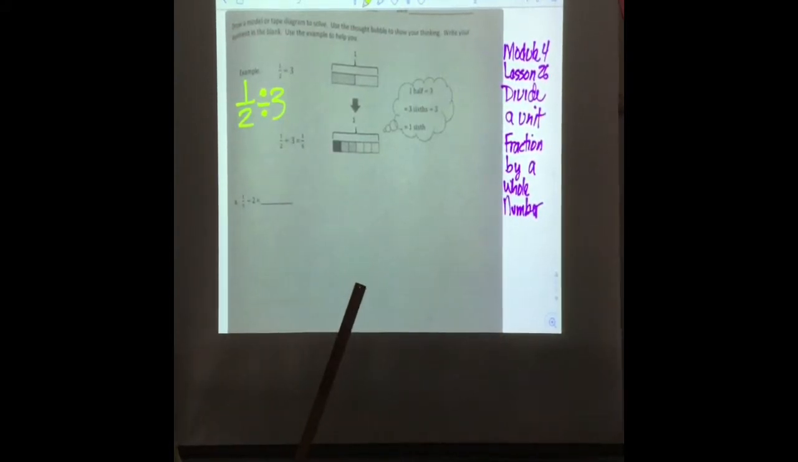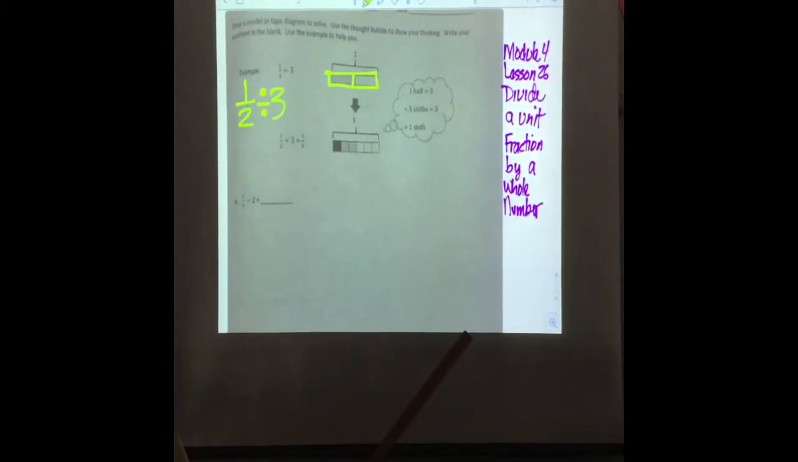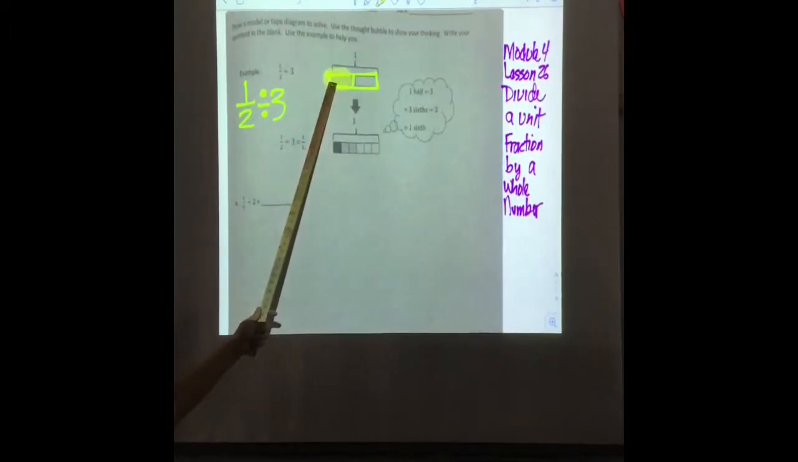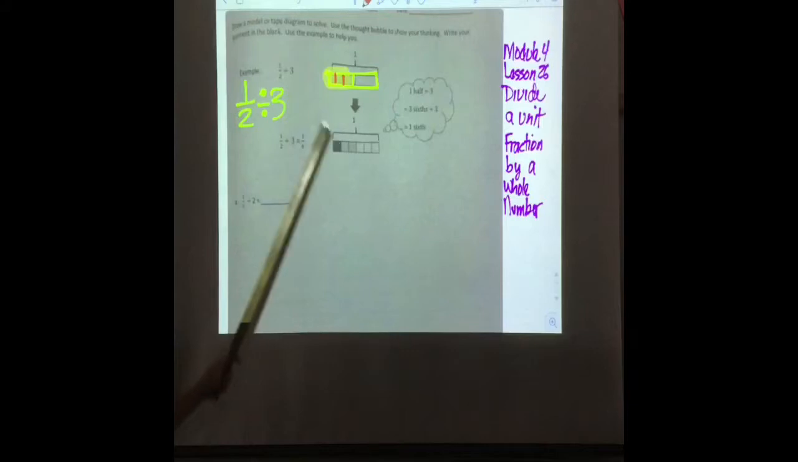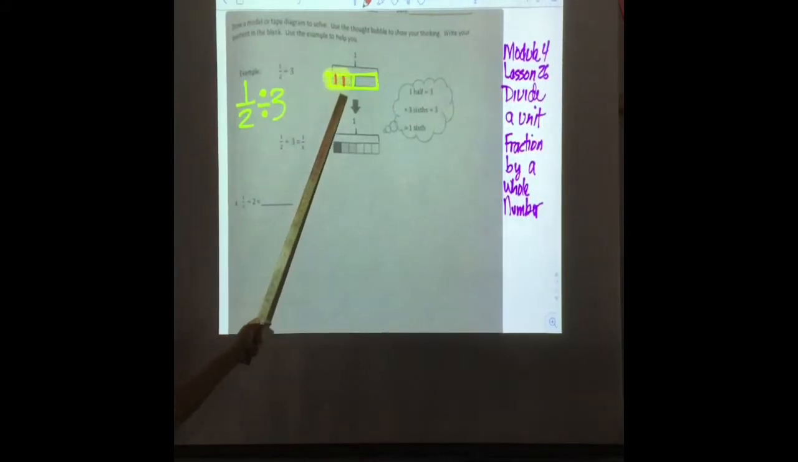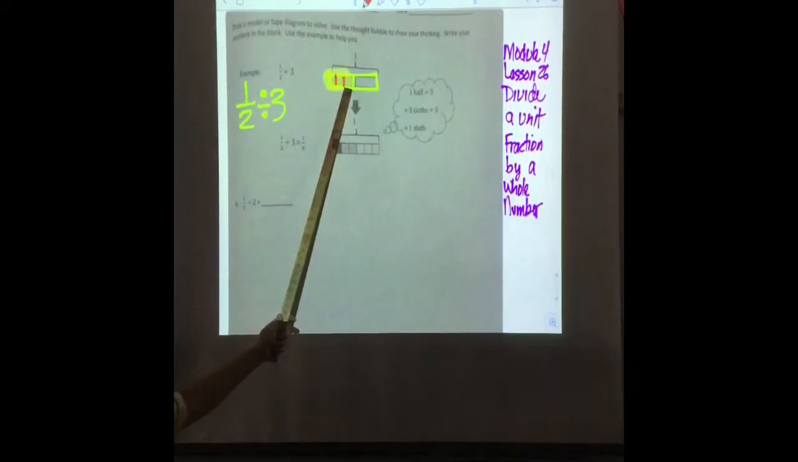So if you notice, they have a box here, and it's been cut in half. Now I could highlight this half right here, right? This is 1/2. And we said, okay, we have a half, which is this part. We're going to cut it into 3 pieces. 1, 2, 3. So we have 1, 2, 3 pieces. Do you see that? So our half has been cut up into 3 pieces.